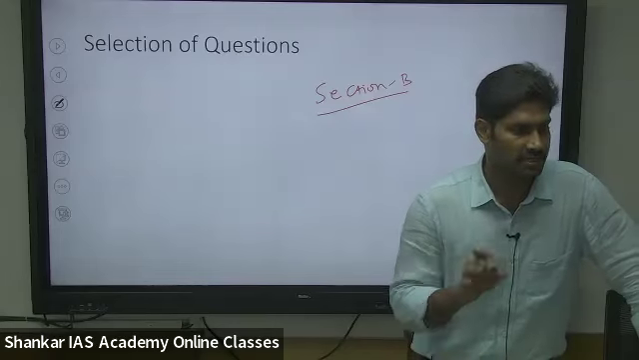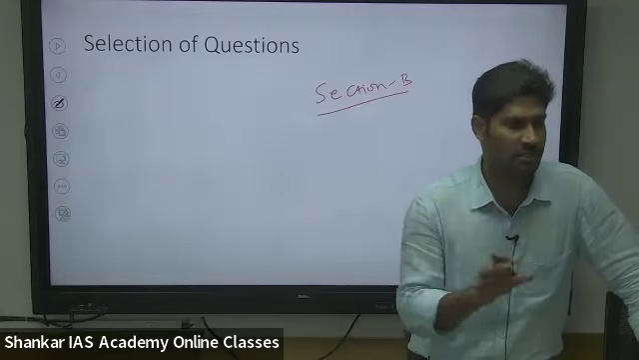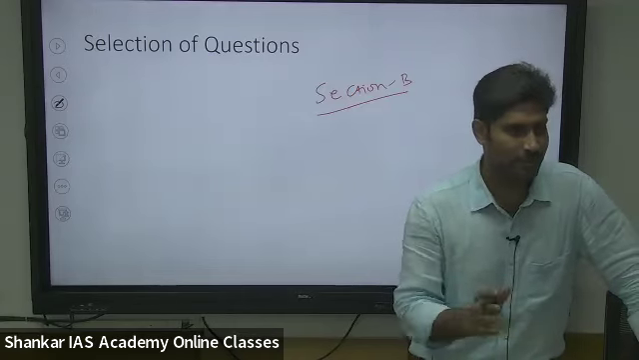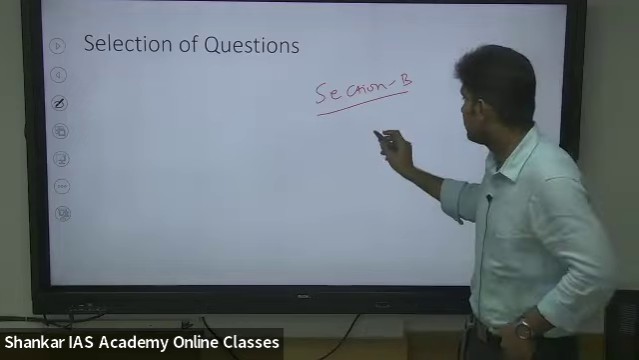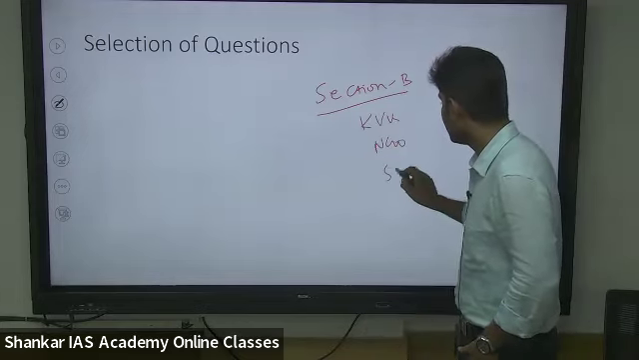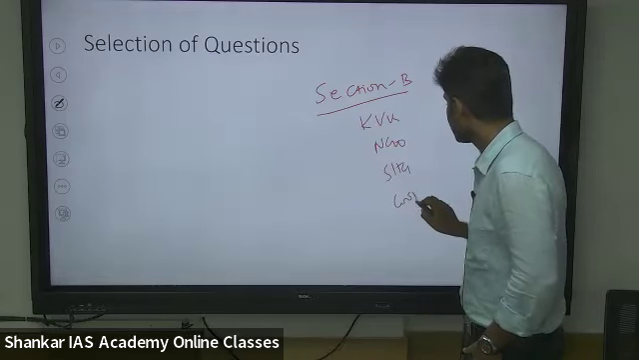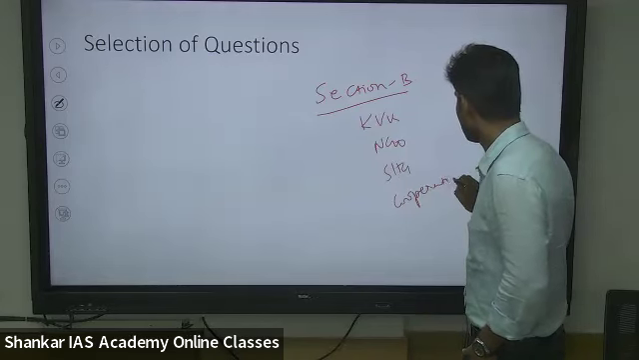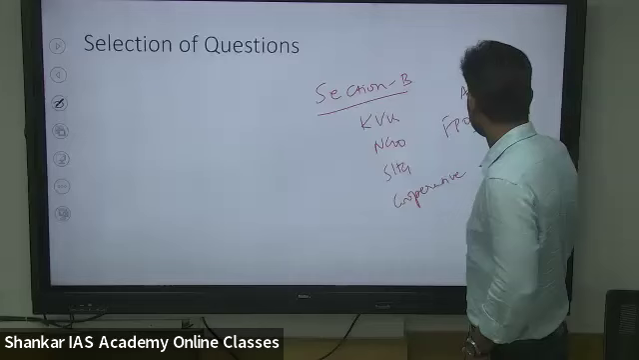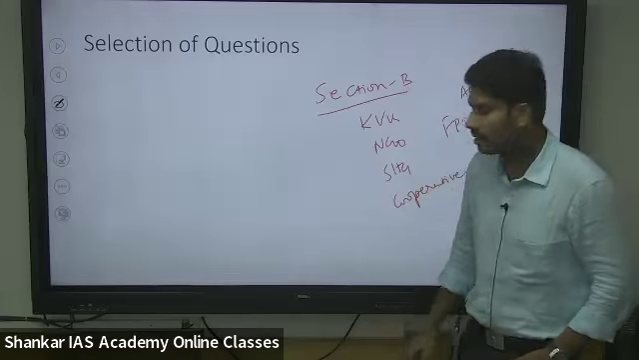So how to approach this area, because anyhow we have to choose this type of question in section B. That's why, as I told you, while writing this area, the KVK, NGO, SHG, cooperative societies, or FPOs, agricultural marketing, extension.